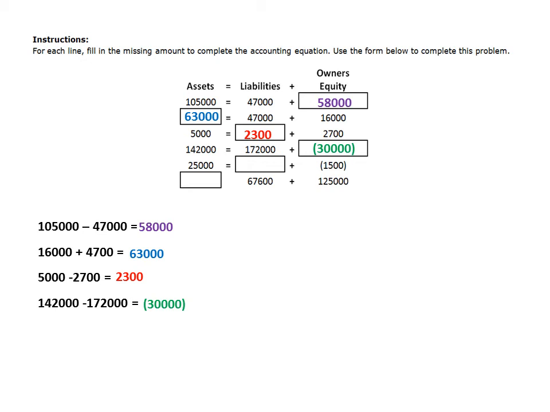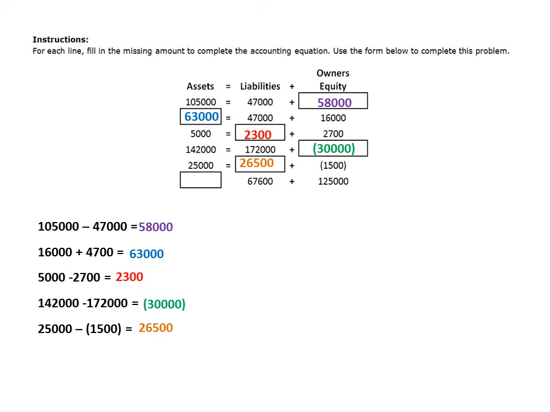We have $25,000 in assets. We're looking for our liabilities in the next one, and we have a negative 1,500 in owner's equity. It is possible to have negative owner's equity. We hope it doesn't happen often, but it is possible. What we're going to do is take 25,000 minus the negative 1,500, which will ultimately be an addition, which will give us 26,500 for that.